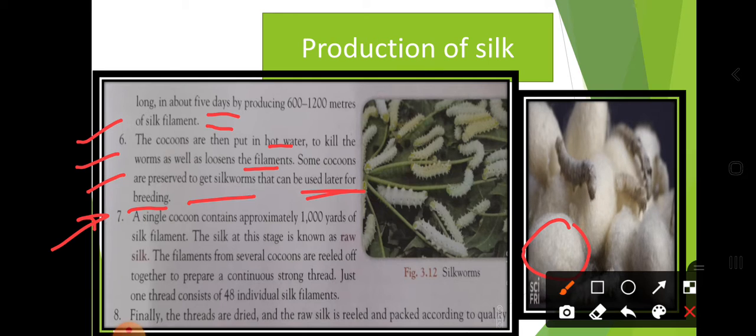The next point, number 7: a single cocoon contains approximately 1000 yards of silk filament. How many yards does it contain?